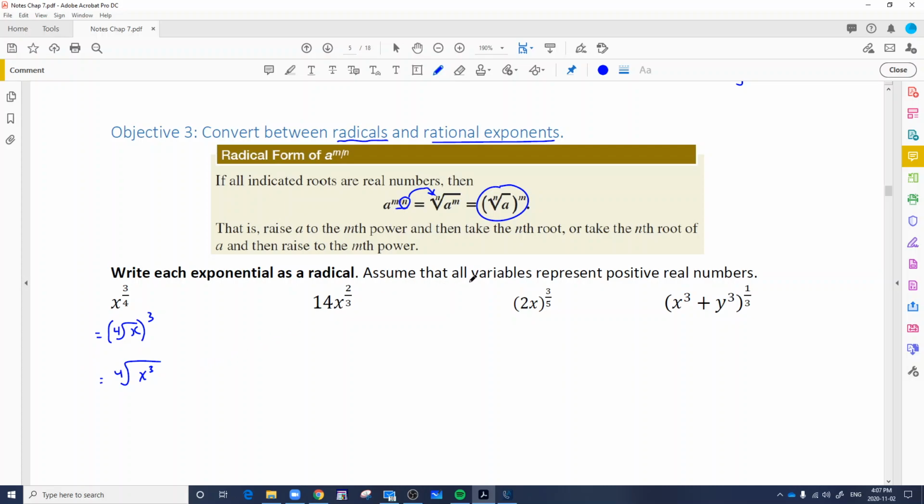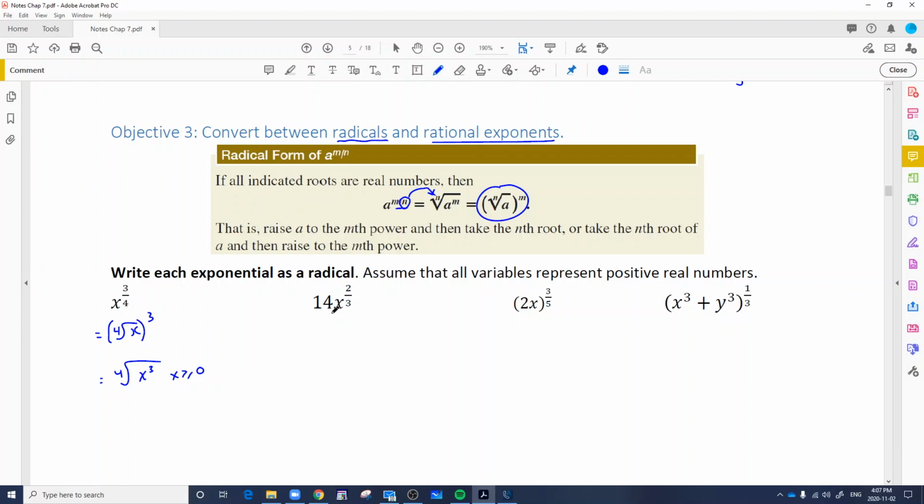All right, it does say here, assume that all variables represent positive real numbers. Hopefully you know why, because as soon as you have an even root, you need to make sure that you're only taking the root of positive numbers. So for this one, it would be x has to be greater than or equal to 0. But that's why it says that here. Assume that all variables represent positive real numbers, so you don't have to write that in there.